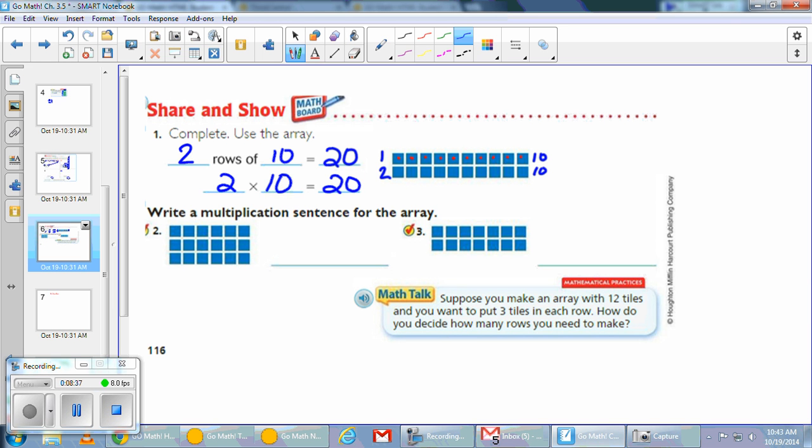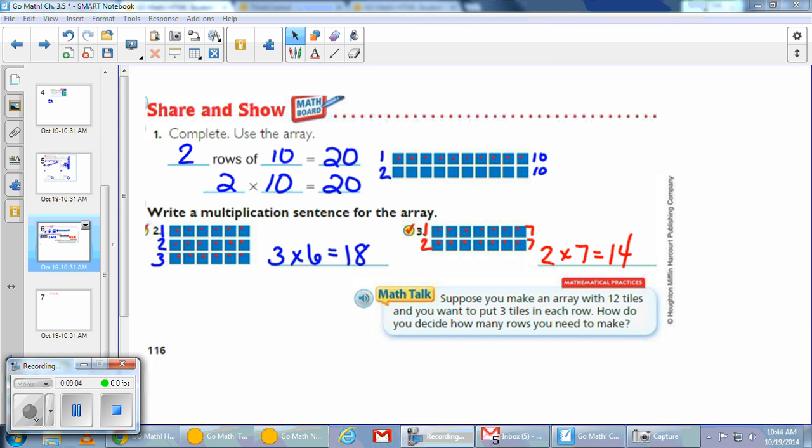Okay. Now it just wants us to write the multiplication sentence for the array. So first count your rows. We have 3 times, and then count how many are in there. 1, 2, 3, 4, 5, 6. And then go back and count. 3 times 6 is 18. Do number 3, please. Pause the video. Okay, check your number 3 with my number 3 and make sure we are on the same track.